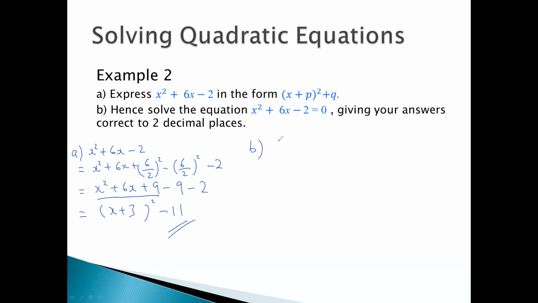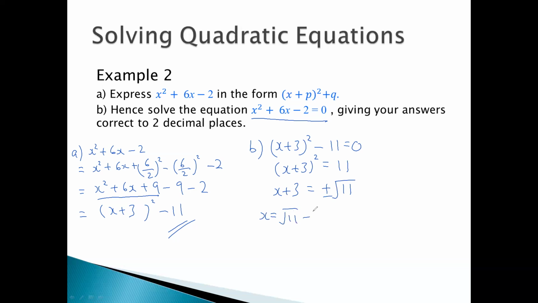So straight away, I can write if this is equal to 0, x plus 3 squared minus 11 equals 0. And therefore, if I move the negative 11 over, I get this. And then again, square root both sides. Do not forget your plus minus sign. And x equals square root 11 minus 3, or x equals minus square root 11 minus 3.